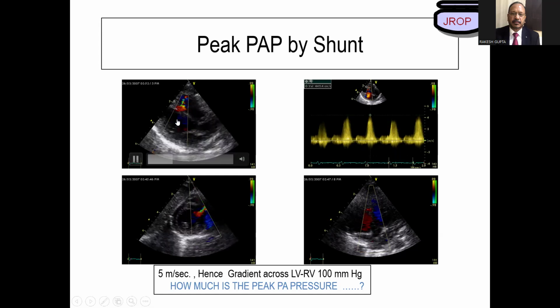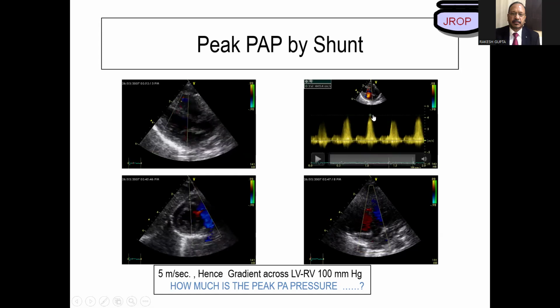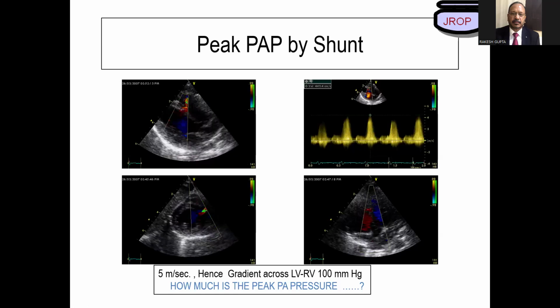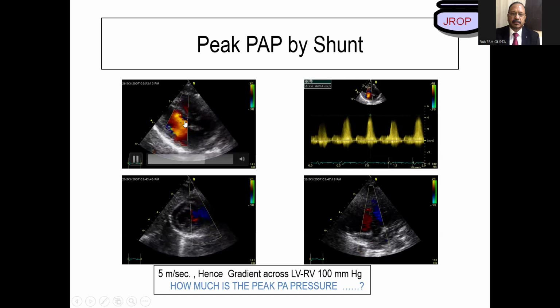Now I take the gradient across this shunt. 120 and 64. 120 minus 64 will be what value? 56. So my peak pulmonary artery pressure is 120 minus 64, that is 56 millimeters of mercury. If I convert this peak pulmonary artery pressure to mean, what would be the mean?